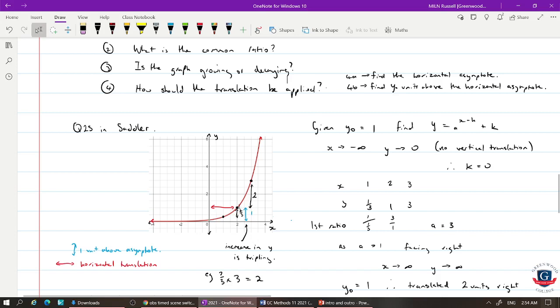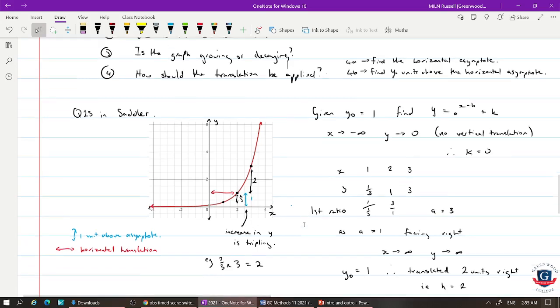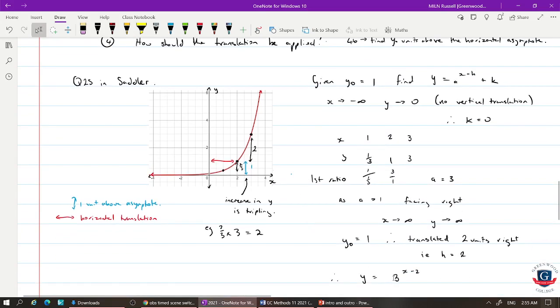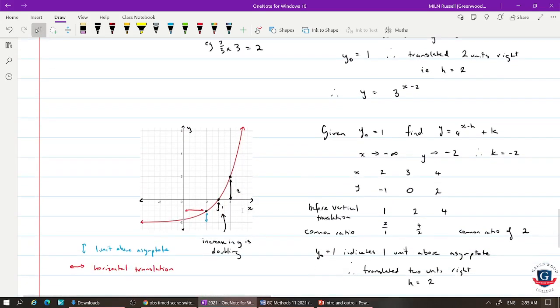Now, we're looking to see, has it been translated horizontally? To do that, we're looking for a point on the curve 1 unit above the asymptote. So here's the asymptote. Here's a point that's 1 unit above, indicated by this blue thing. Once we've found that point, have a look and see how far that's been translated from the y-axis. In this case, it's been translated 2 units horizontally. H will be 2. Now that we've got that, we can write our equation. There's the common ratio, there's the translation, there's the equation. Beautiful. Looking at the next example.